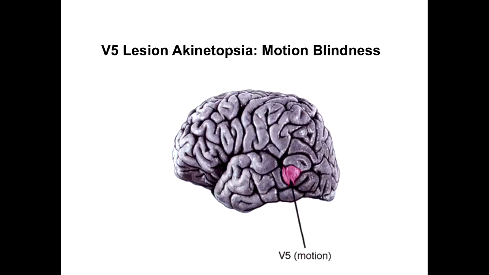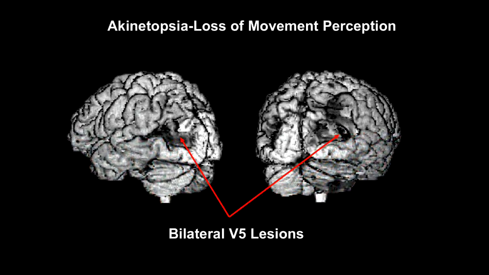Okay, so this is your motion area of the brain. If you have a lesion there, it's rarely studied in one field, because if one hemisphere is intact, that's enough for you to detect, in general, by moving your head around, where things are moving in the entire visual field. Typically, people with motion deficits, akinetopsia, have bilateral lesions.